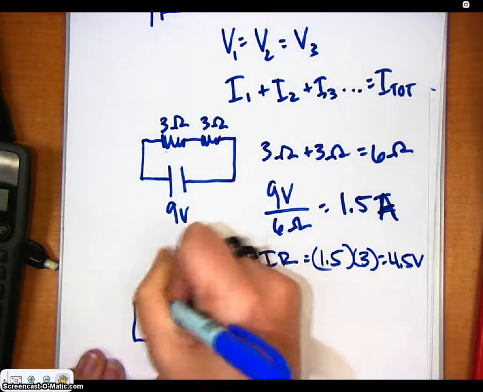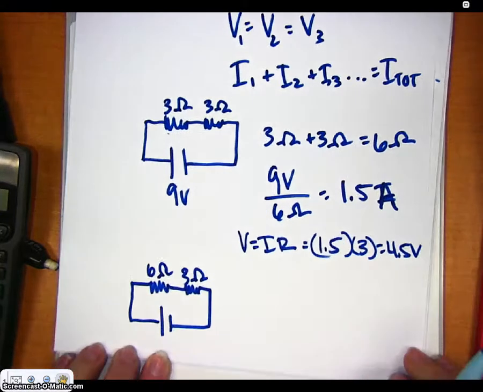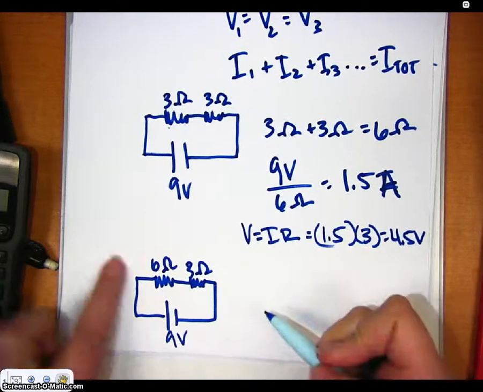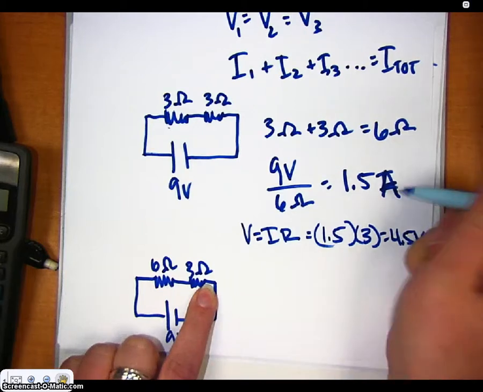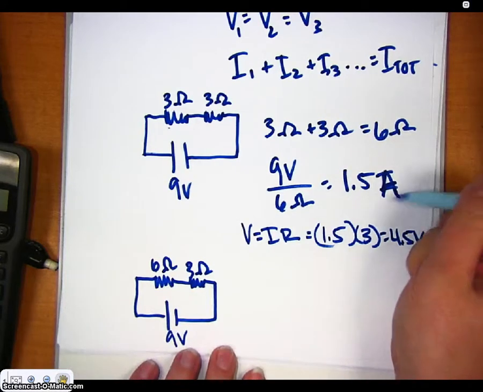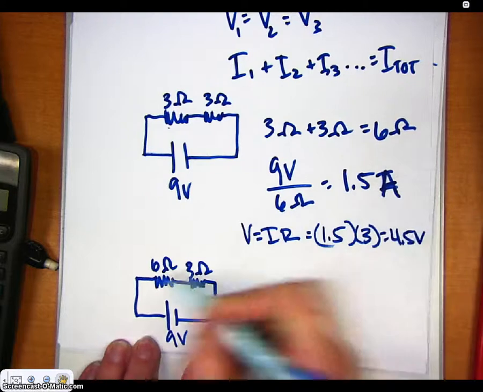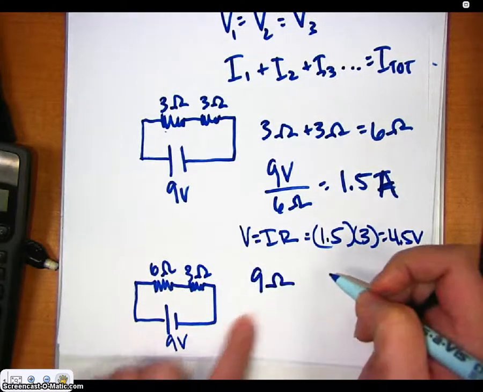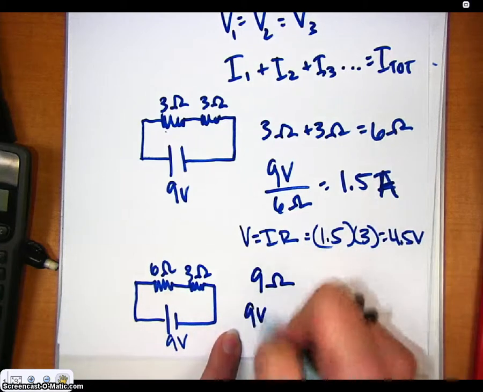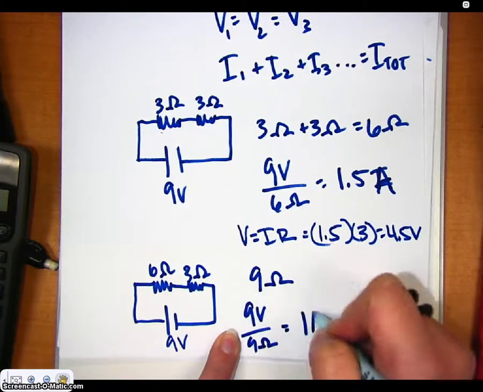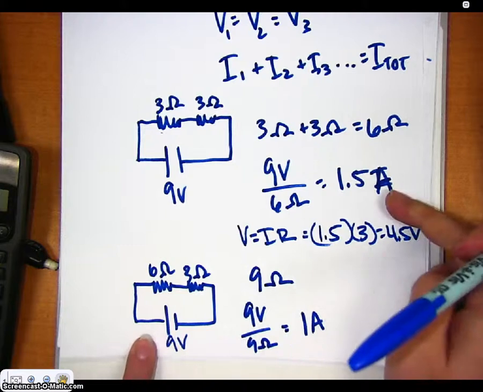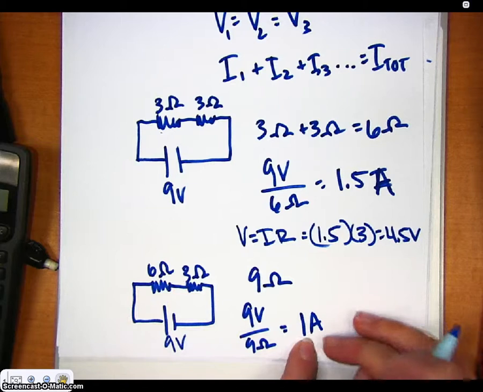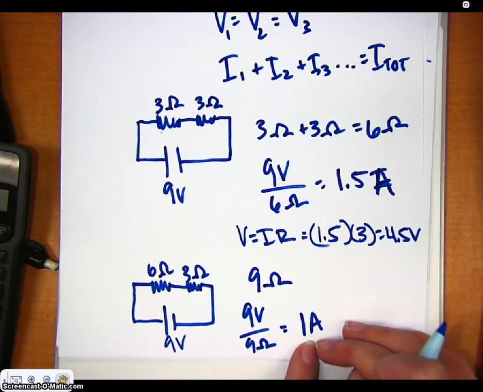Now let's look at it if I were to have a 3 ohm and a 6 ohm. Again, we would add up the total, and we'll still have a 9-volt battery here. Okay, so we have increased the resistance, so we should actually decrease the current, right? More resistance, less current. So the total here would be 9 ohms, and I want to figure out the current. Well, you take 9 volts over 9 ohms, and you get now 1 amp, instead of 1.5. So by increasing the magnitude of the resistance, I'm decreasing the current.